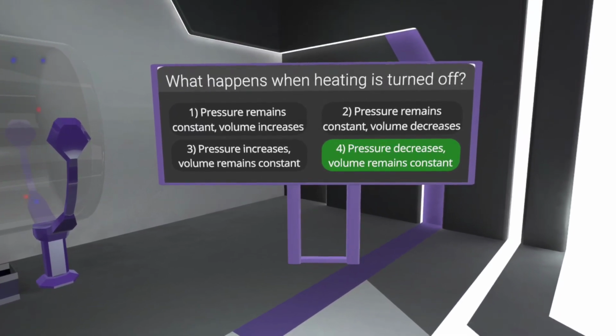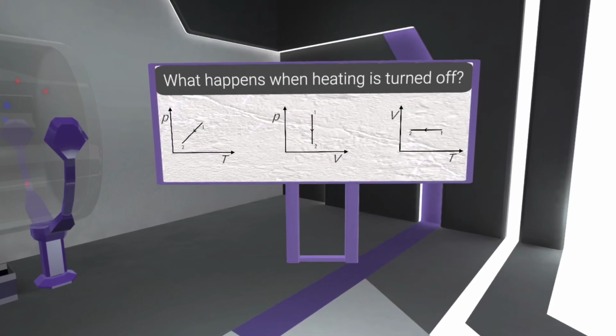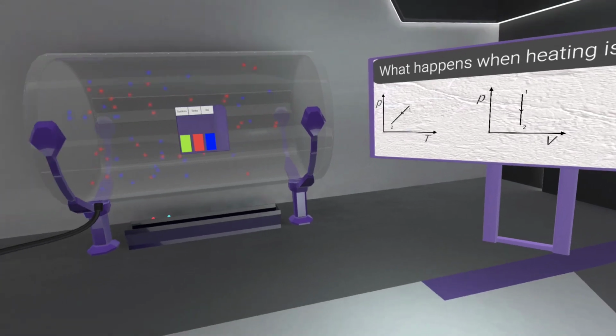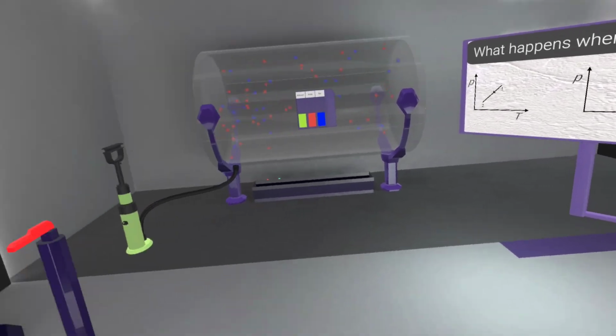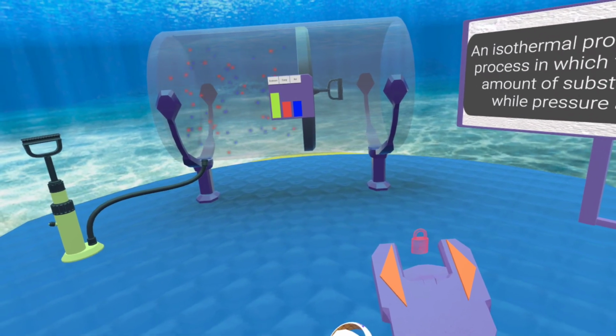We observe isochoric cooling. The gas pressure decreases while the volume remains constant. Excellent! You have implemented an isochoric process. An isothermal process occurs at constant temperature and mass of gas.